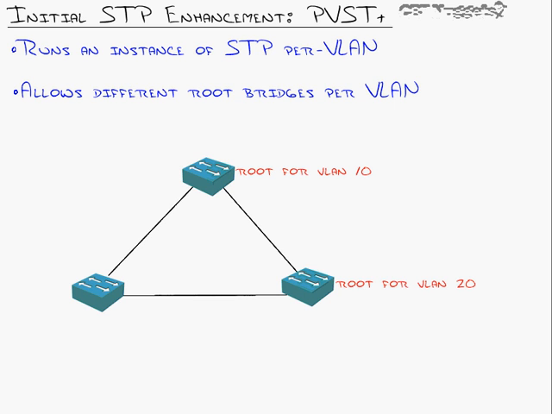That's Per VLAN Spanning Tree Plus. That's Cisco's little enhancement to it. Per VLAN Spanning Tree, by default when they first created it, was only supported on Cisco switches. Now it's become essentially an industry standard that anybody can do. But what Cisco's initial enhancement did to Spanning Tree is allow you to run an instance of Spanning Tree per VLAN. As if spanning tree wasn't confusing enough already, there's going to be many instances of spanning tree running.